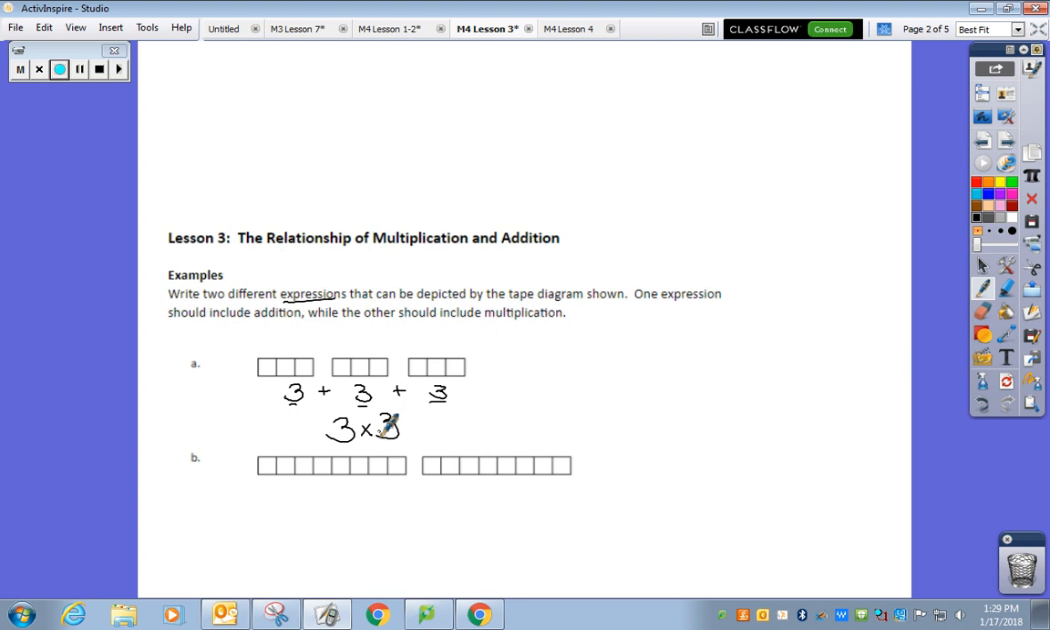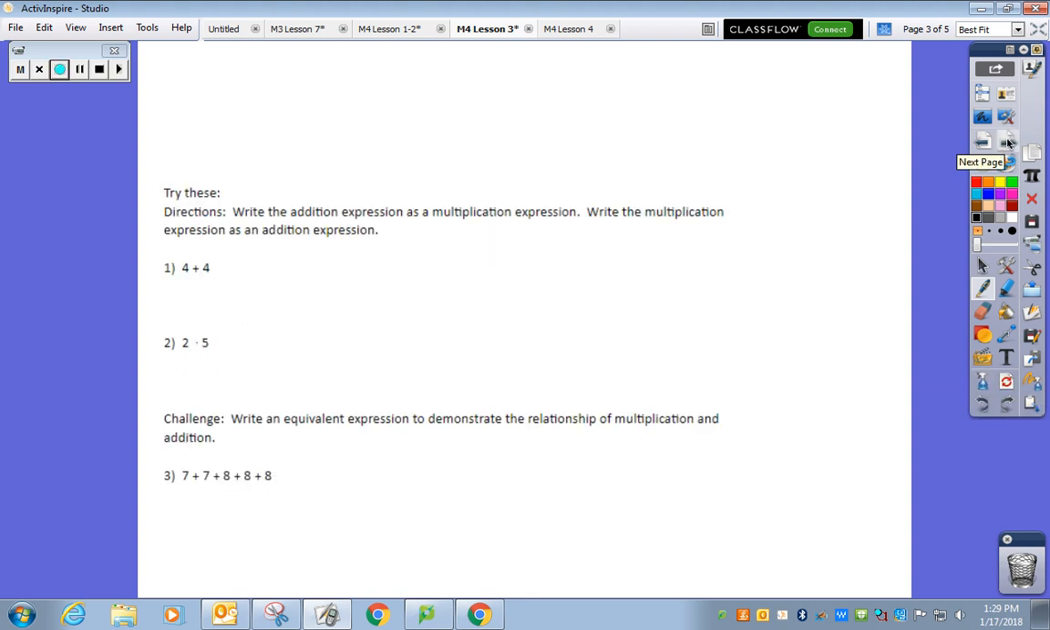In the next one, I have 1, 2, 3, 4, 5, 6, 7, 8, plus another 8. So again, to show it with multiplication, I can take the number I'm repeatedly adding and multiply it by the number of times I'm adding it. So 1, 2. So 8 plus 8, or 8 times 2. And this one can also be written as 2 times 8. The commutative property says it's okay to switch the order around. Okay, so that's just a little reminder of how multiplication and addition are related.